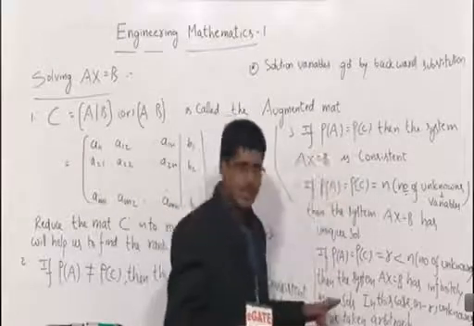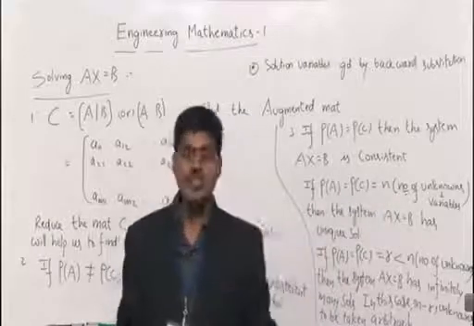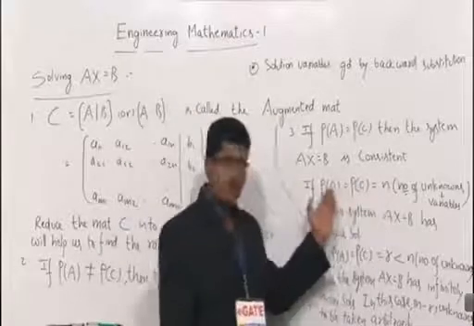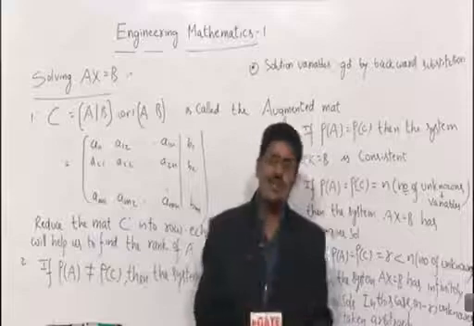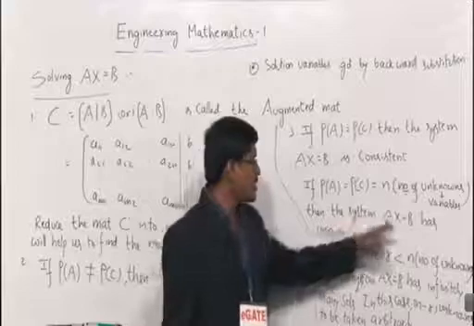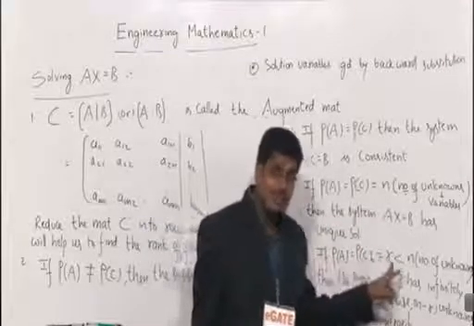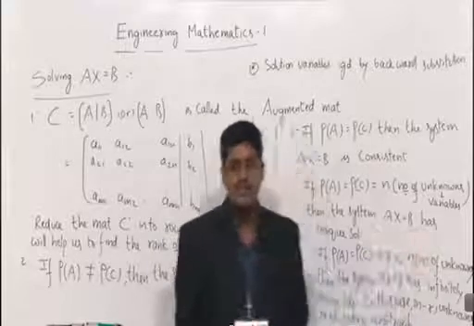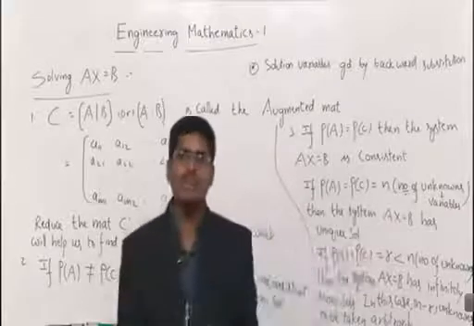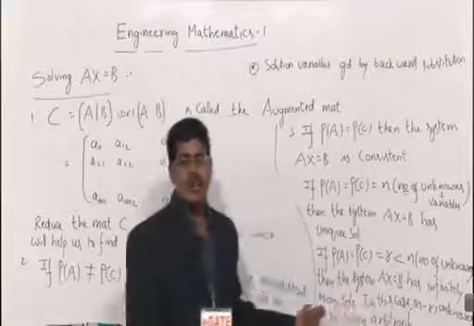So solution means 2 types. That's why after this 2 points are given. If both ranks equal n, what does n stand for here? Number of unknowns. In the previous chapter, n stood for the order of the matrix. Now the number of variables is the number of unknowns. Whenever both ranks, what are both ranks? A matrix and C matrix. A is a part of the C matrix. Both ranks equal to n, the number of unknowns, then the equations have a unique solution. That is a single solution. If both ranks are equal to some number less than the number of unknowns, this point tells that both ranks are less than the number of unknowns, and both ranks are equal, then the system has infinitely many solutions.